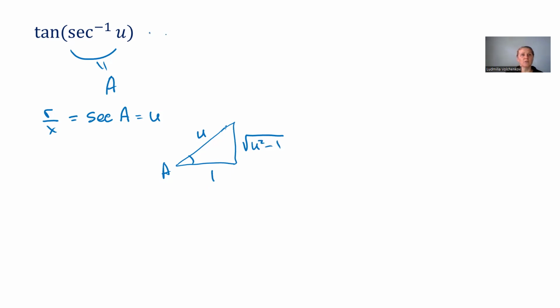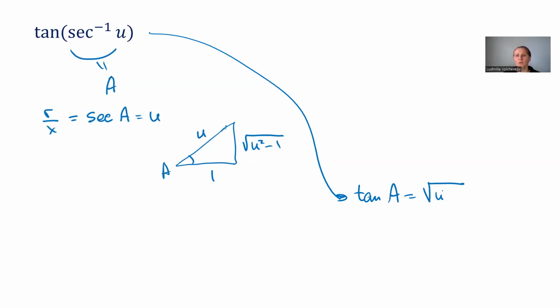We need to find the value of tangent. Tan of A, right? Tangent is opposite over adjacent, so it will be square root of u squared minus 1 divided by 1, right?